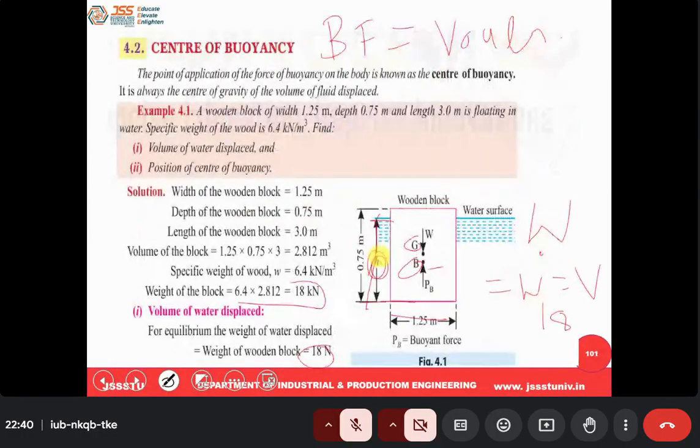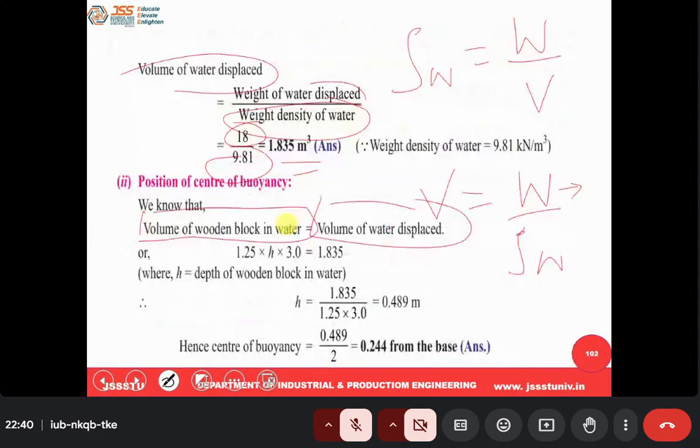1.25 ಇಂಟು ಎಚ್ ಇಂಟು ಲೆಂತ್ ಆಫ್ ದಿ ವುಡನ್ ಬ್ಲಾಕ್, ಅವ್ರು ಕೊಟ್ಟಿದ್ದಾರೆ ಎಷ್ಟು ಅಂದ್ರೆ 3. ದಟ್ ಈಸ್ ಈಕ್ವಲ್ ಟು ವಾಲ್ಯೂಮ್ ಆಫ್ ದಿ ವಾಟರ್ ಡಿಸ್ಪ್ಲೇಸ್ಡ್. ಅದನ್ನ ಇಲ್ಲಿ ಸಬ್ಸ್ಟಿಟ್ಯೂಟ್ ಮಾಡ್ತೀನಿ. ಆಗ ನನಗೆ ಎಚ್ ಗೊತ್ತಾಗುತ್ತೆ.